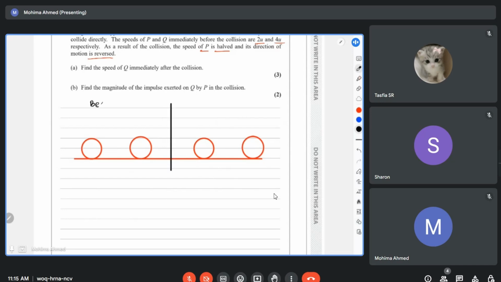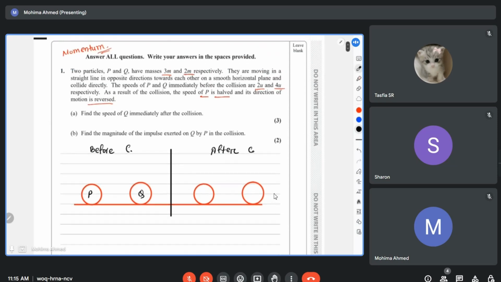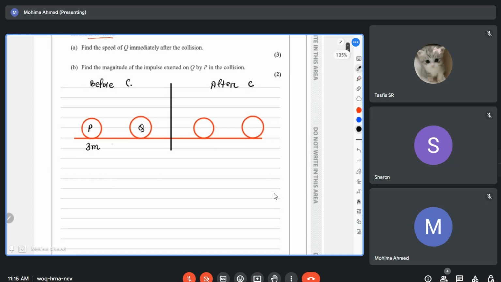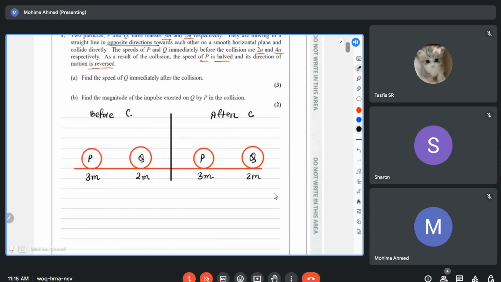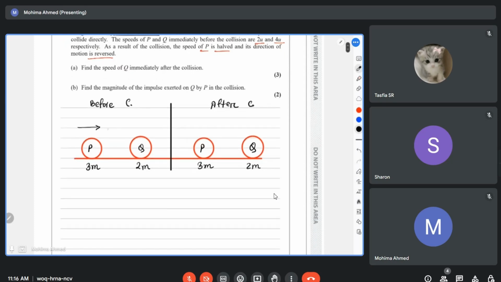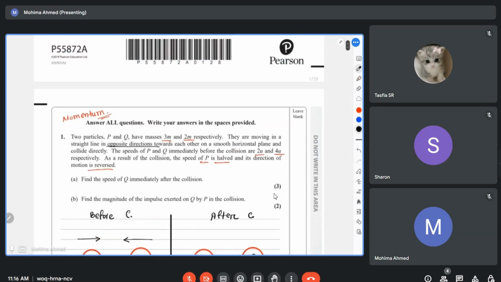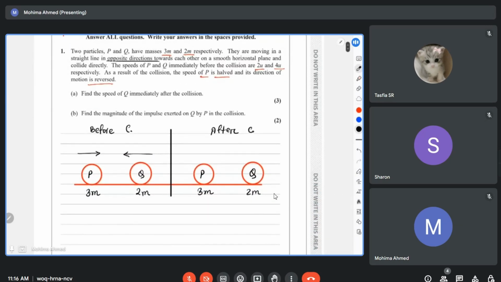So this one is for before collision, and this part is for after collision. So this is particle P, particle Q. Mass of particle P was 3m, and this was 2m. Originally, before collision, they were moving in opposite directions, right, towards each other. So this was the velocity for P, and this was the velocity for Q. Initial velocity for P was 2u, and this would be 4u.